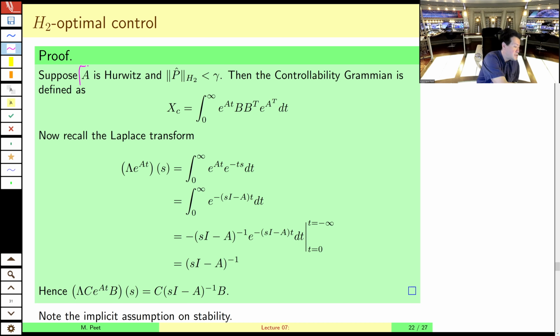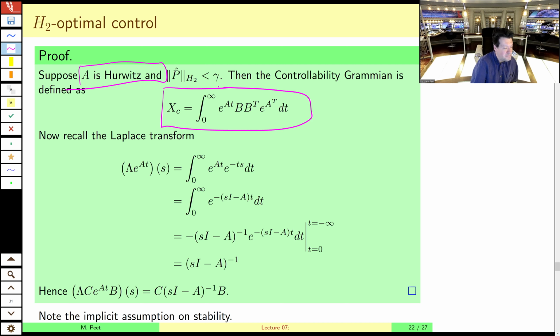If we suppose that A is Hurwitz, and this is satisfied, then we can define the controllability gramian, which we've already seen and learned to like. And it turns out that it actually is a solution to the optimization problem. And how do we show that? Well, first of all, we show that by taking the Laplace transform of the controllability gramian. So we just take the part that depends on time specifically. Let's focus on that for a moment.